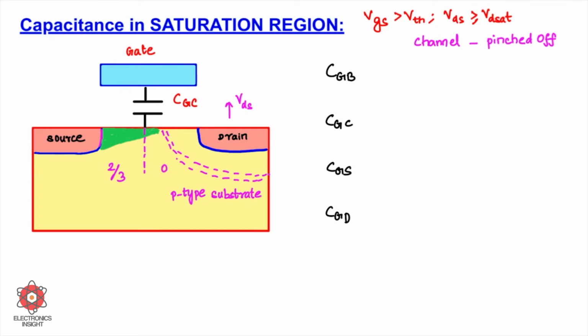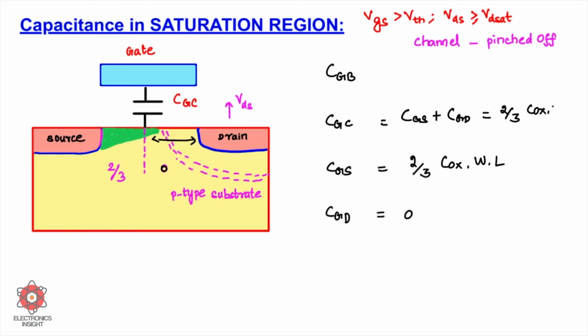So therefore, we will first write down what is gate to source capacitance. It is going to be 2/3 times Cox into WL, because here you have the channel. So you can write it as metal, oxide, conducting layer, and it is almost 2/3 portion. So 2/3 Cox WL, and drain has no influence here. So therefore this is going to be 0, and the addition of both gate to source and gate to drain is going to give us the gate to channel capacitance. So this will again be 2/3 Cox into WL.